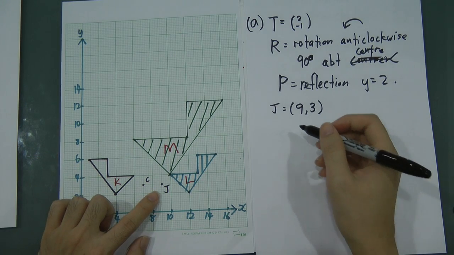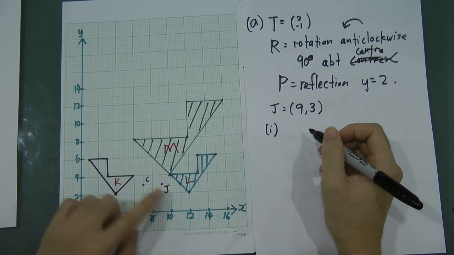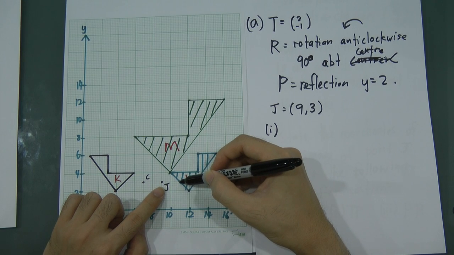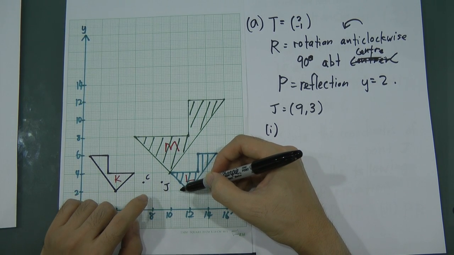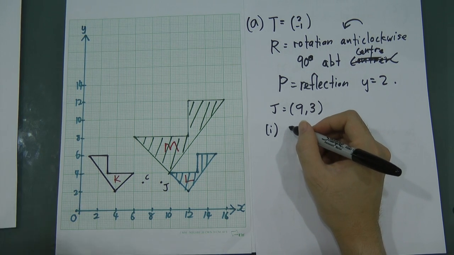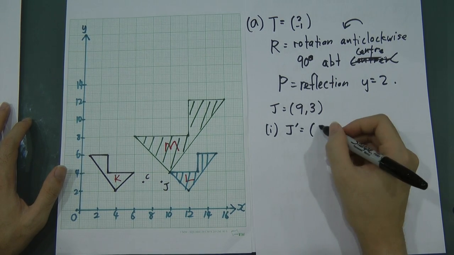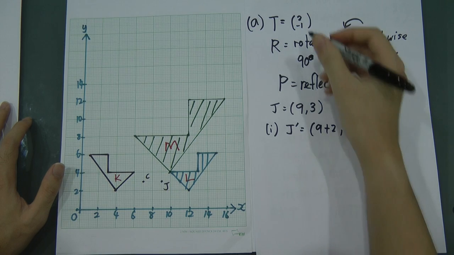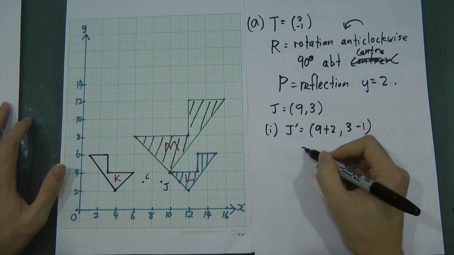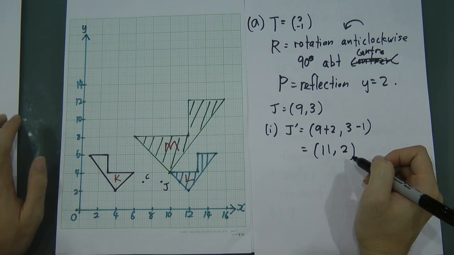So for the first one, we have to find the image of J. (2, -1) means move 2 to the right, and then -1 means go downwards 1. So you can do it like this. The J image will equal, 2 means plus 2 for x, and -1 means minus 1 for y. So actually you will locate this at (11, 2). Okay, if you understand, you can do it like this.